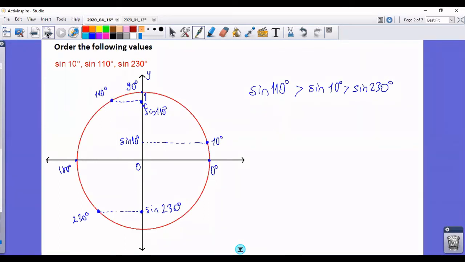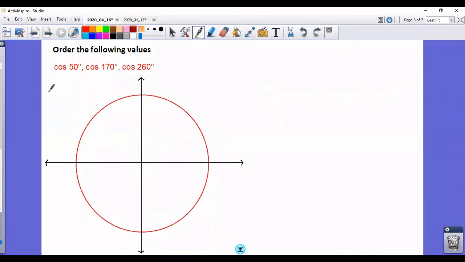Okay, so this was the first one. The second one is going to be this example. We are going to order cosine of 50 degrees, cosine of 170 degrees, and cosine of 260 degrees. So let's start with the 50 degrees. This is going to be, let's say, 50 degrees. This is going to be 170 because it is 180 and you can go back 10 degrees. And if this is 270, this is going to be 260 degrees, right?